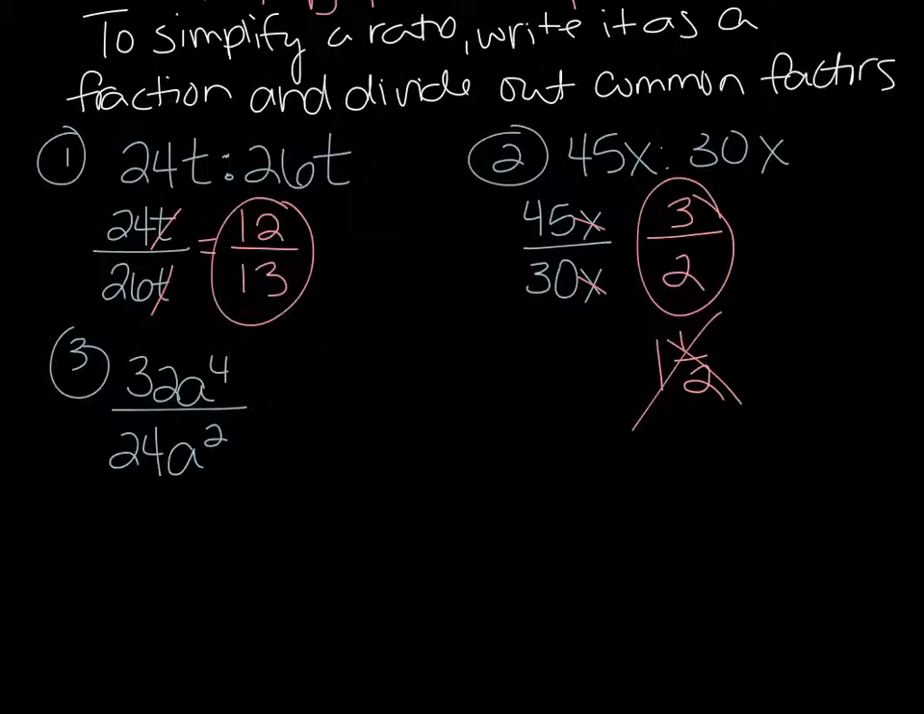Look at your numbers. What can you divide out of both of those numbers? An 8. The 32 turns into a 4. The 24 turns into a 3. Now look at your A's.